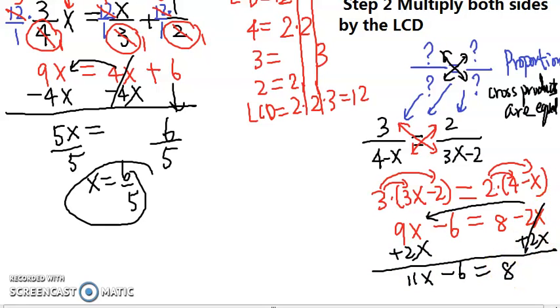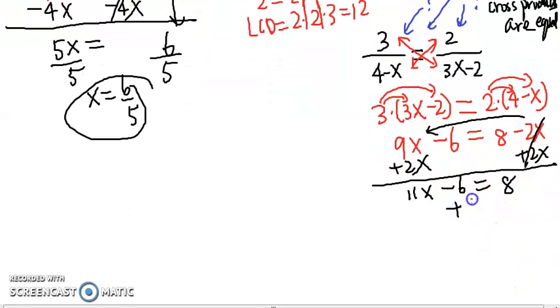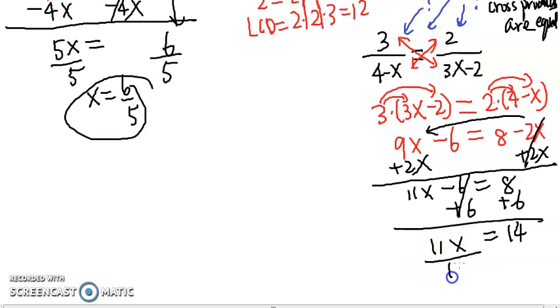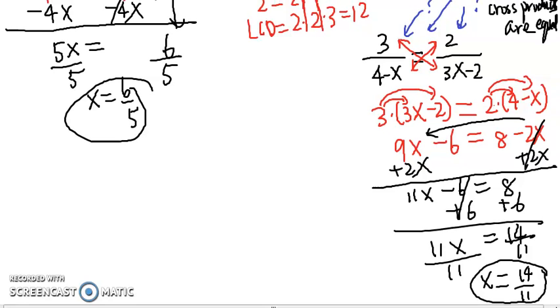So they are canceled out. And now we add 6 to both sides and divide both sides by 11. So x equals 14/11. And notice 14 over 11 is already reduced. We cannot reduce it any further.